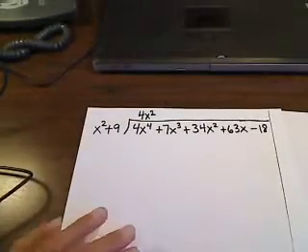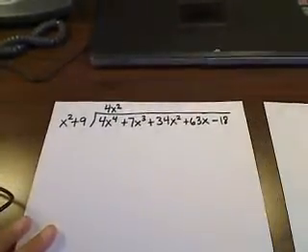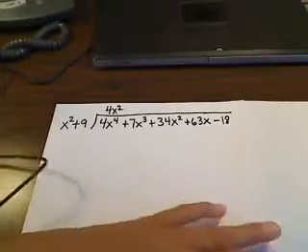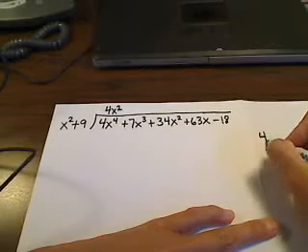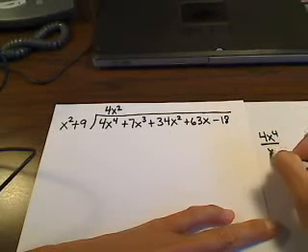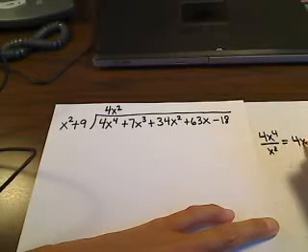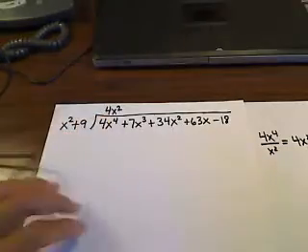Okay, so let's see if we can get all of this on the screen. All right, that's a little better. So we have 4x to the fourth divided by x squared. So that's 4x squared, and that's going to be what goes up top.